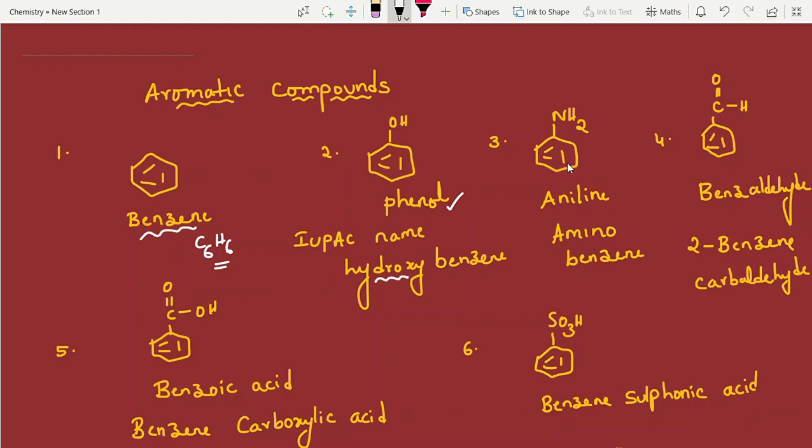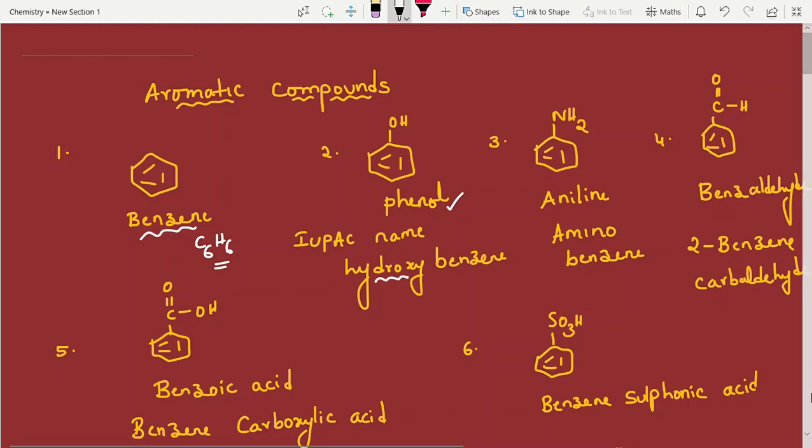And what is the common name? Aniline. Next one, C double bond O, H. This is what we call benzaldehyde. Aldehyde is the chain terminating functional group with the highest priority. So benzaldehyde. And here benzene you can take as a prefix, so the IUPAC name is benzene carbaldehyde. Okay.